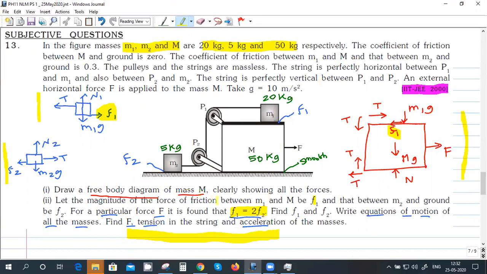If the assumption is wrong, then we get the wrong answer, so it's a contradiction. So we'll say this case is not valid. But this is a more likely case because the friction force F1 is twice of F2. So the chances of M1 slipping on M is less. Got it? Bhavya? Yes, sir.